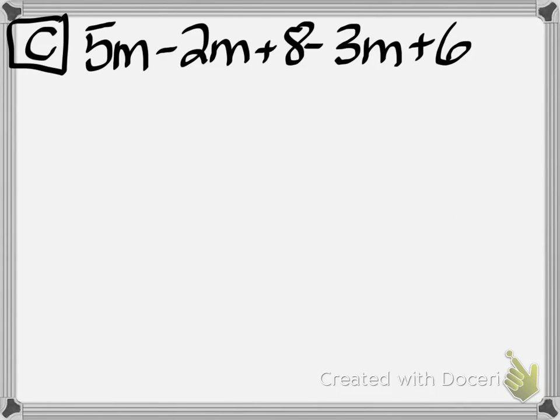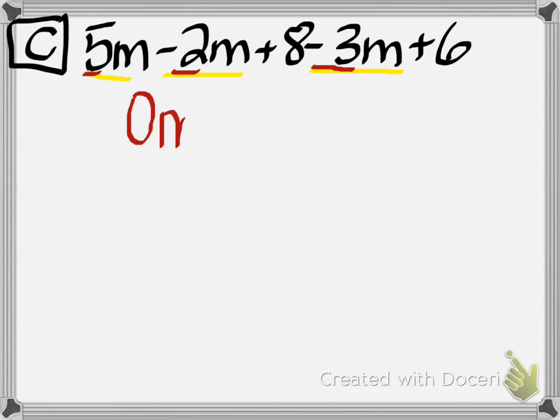Let's look at C. 5m minus 2m plus 8 minus 3m plus 6. I'm going to find my like terms. My like terms are 5m minus 2m minus 3m. This time I'm not going to rewrite it. Let's see if we can do it without rewriting, just to practice. 5 minus 2 gives me 3. 3 minus 3 is 0.